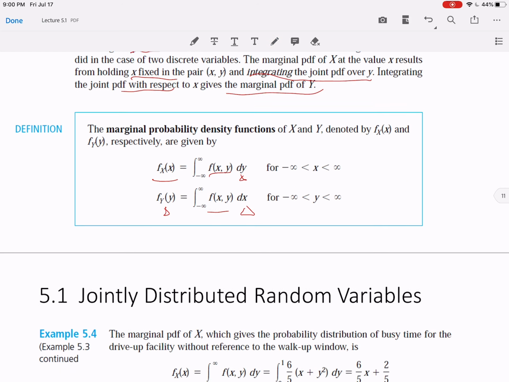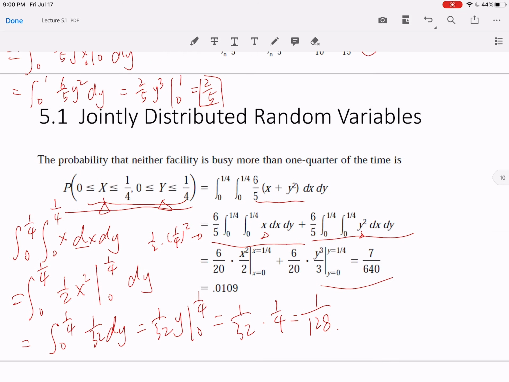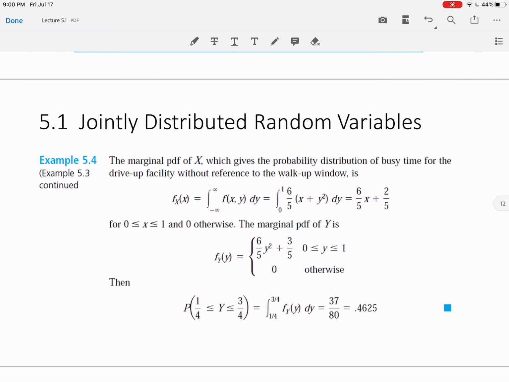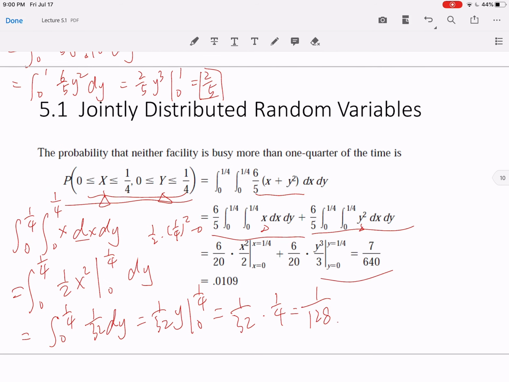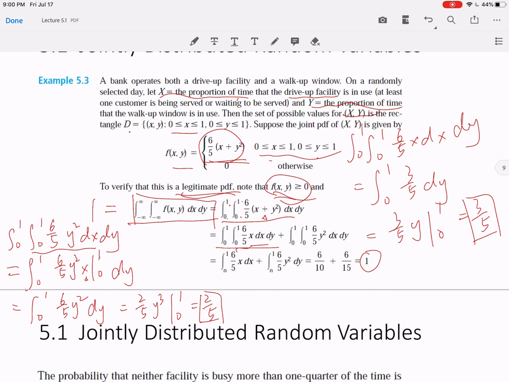Okay? Now, once this is clear, let's take a look at how to do it. This is actually the continuation of the example we just went over. Let's just go back here and take a look at how to do it. Let me just clean this up. What do we have here?